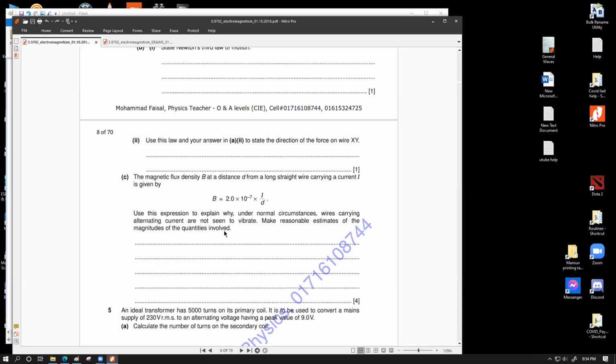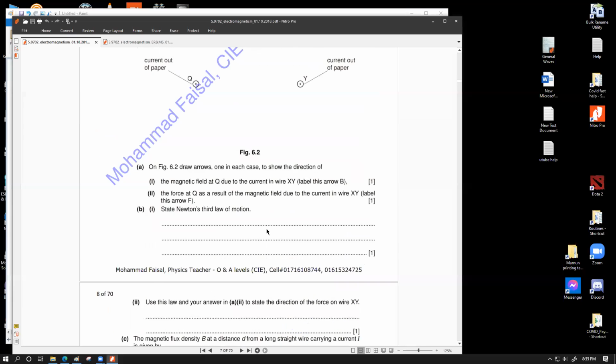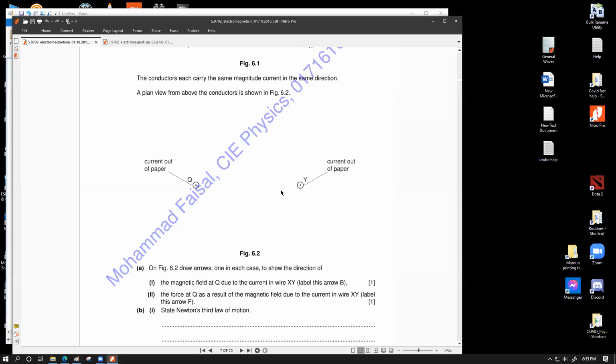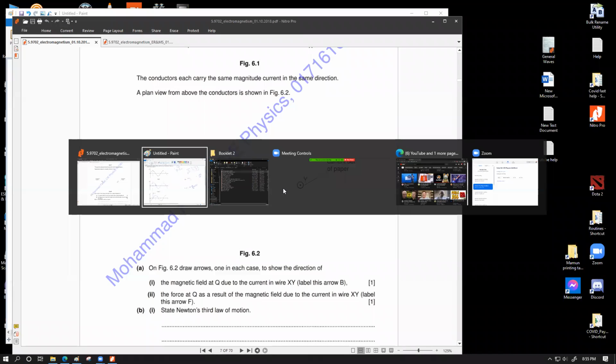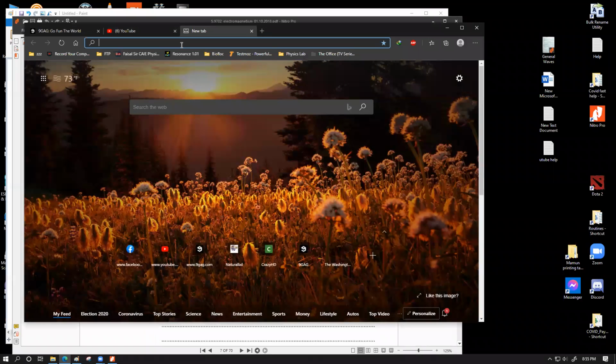The question says to use the expression to explain why, under normal circumstances, wires carrying alternating current are not seen to vibrate. Make reasonable estimates of the magnitudes of the quantities involved. So here, to make a reasonable estimate, you have to make a reasonable estimate for the current I and also for the value d. I is the current flowing through either of the wires. d is the distance between them. Now, let me show you a picture so that you can have some idea what this reasonable estimate actually could mean.